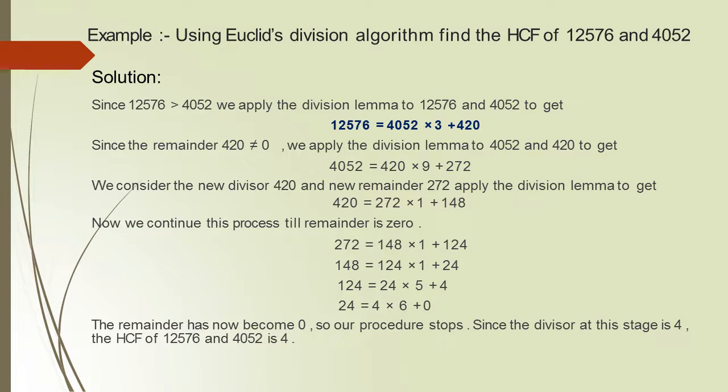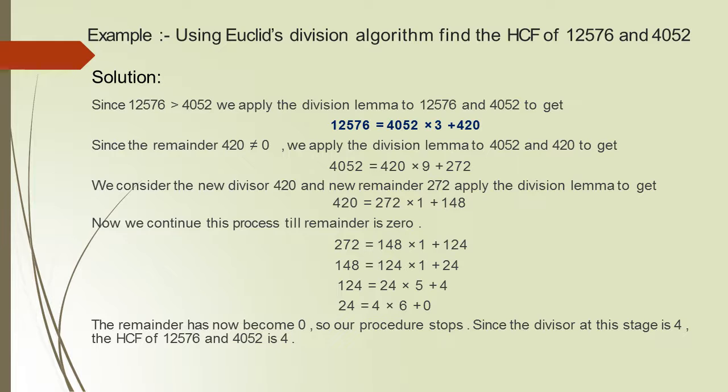Using Euclid division algorithm, we've taken two numbers, 12,576 and 4,052, to find the HCF of two numbers. So 12,576 is greater than 4,052. So 12,576 is equal to 4,052 multiplied by 3 plus 420. So when we do the long division in the rough column, when we divide 12,576 by 4,052, we get the remainder as 420, and the quotient as 3.